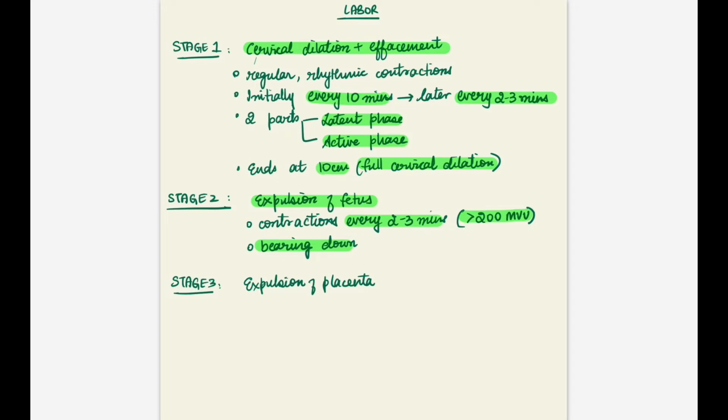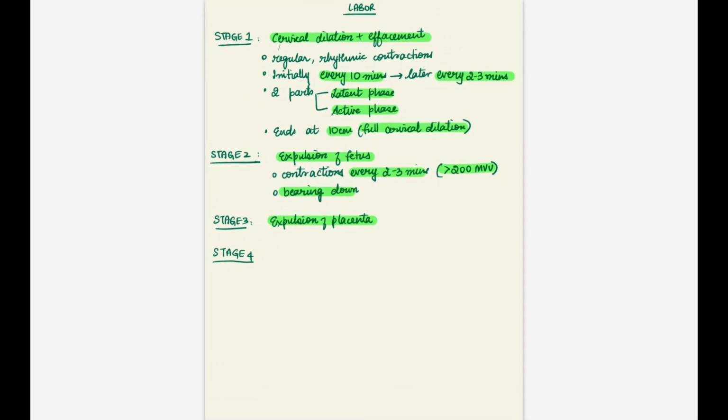And stage 3 is basically the stage of expulsion of the placenta, which takes around 30 minutes. And there is also a stage 4, and stage 4 is basically looking at the status of the mother to make sure that there isn't postpartum hemorrhage, so that's control of mother's well-being.